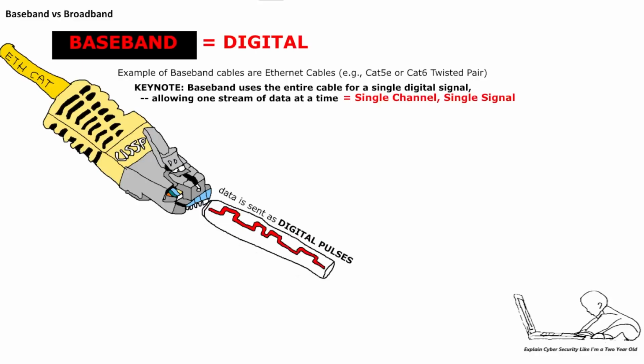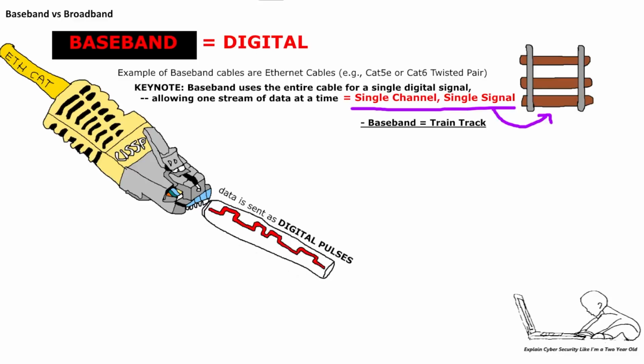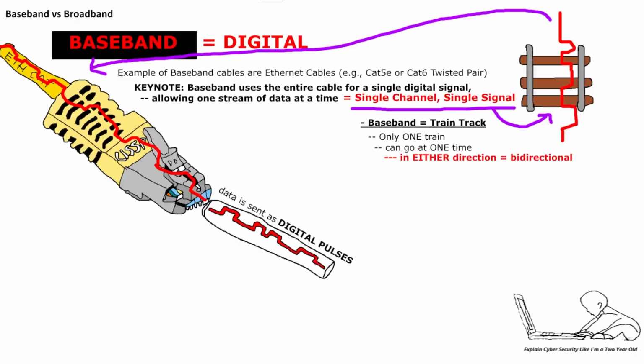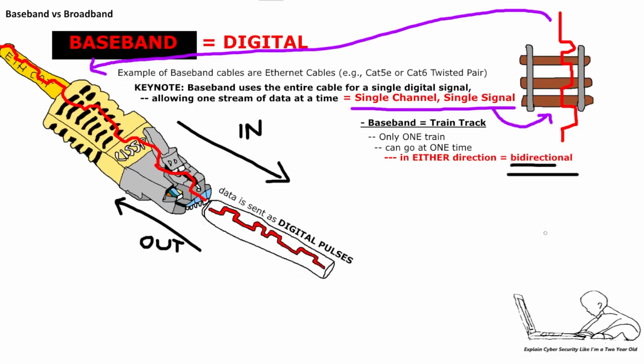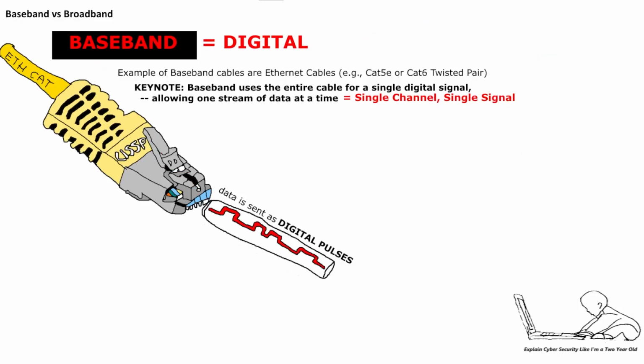So now we have a basic understanding of baseband, let's get a little more technical. Baseband is a single channel or a single signal, and you can think of this like a train track, where only one train can go in one direction at one time. And this is known as bidirectional, which is exactly how an Ethernet cable works, aka the signal can go in and the signal can go out, but it can only go in one direction at one time, either in or out. And this will become more important as we go through the video because other cables can send multiple signals, not just one signal at one time. But for the purposes, this is how baseband works, and that's the point of this current section of the video.